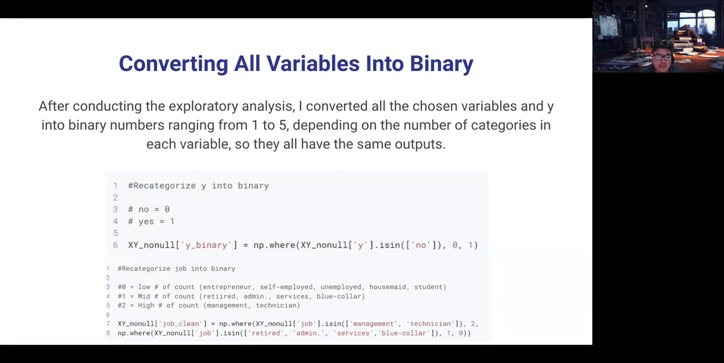After conducting the exploratory analysis, I converted all the initial variables and y into numbers ranging from 1 to 5, depending on the number of categories in each variable. So they all have the same outputs. Below are 2 examples of recategorizing of y and job.